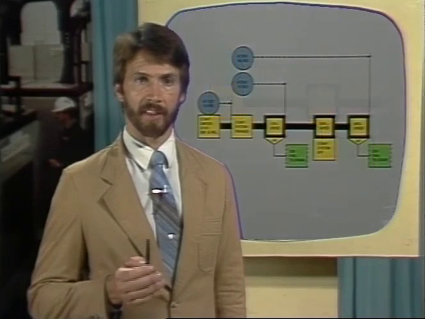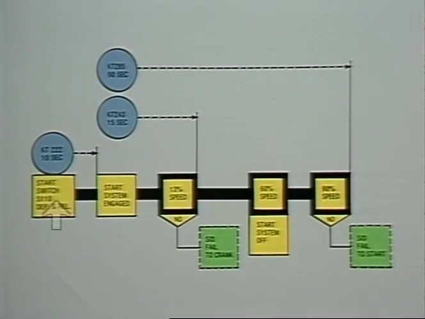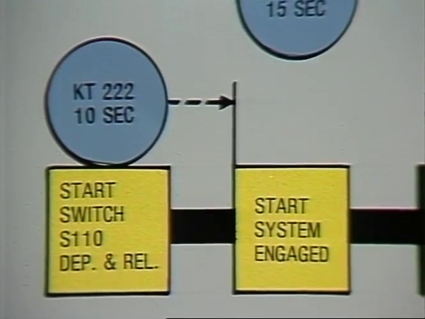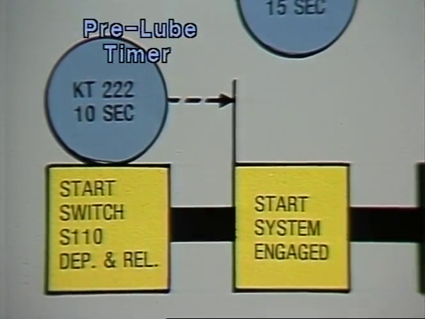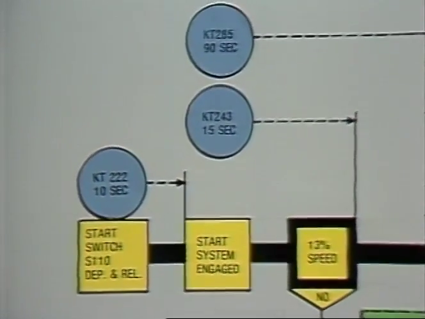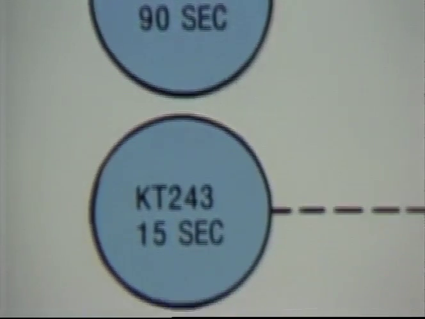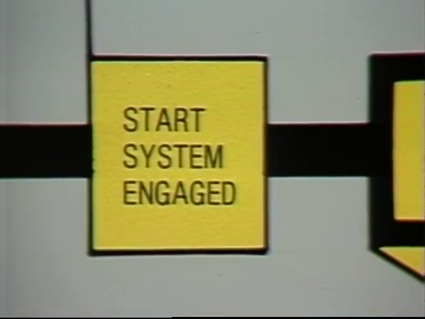Now, let's apply this to the actual start system block diagram. At the moment the start switch is pushed, a 10-second timer is energized to allow for a pre-lube period. When the timer times out, three events will occur. A 90-second start timer will energize, the 15-second crank timer will energize, and the control system will signal the starter to begin cranking the engine.